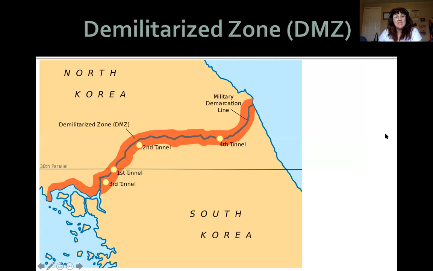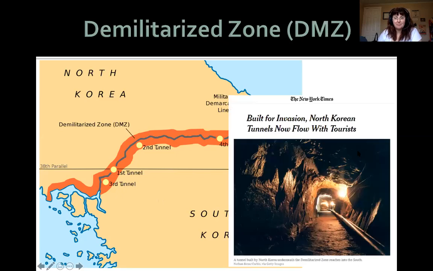So the DMZ, the Demilitarized Zone, as I said, is still there today. And actually a few years ago, it was discovered that North Korea had tunneled under the DMZ and built these tunnels where it was possible that they could attack South Korea through these tunnels. But now, South Korea has blocked them off, and you can go walk in these tunnels under the DMZ. And you can also go to the DMZ and kind of look across it.